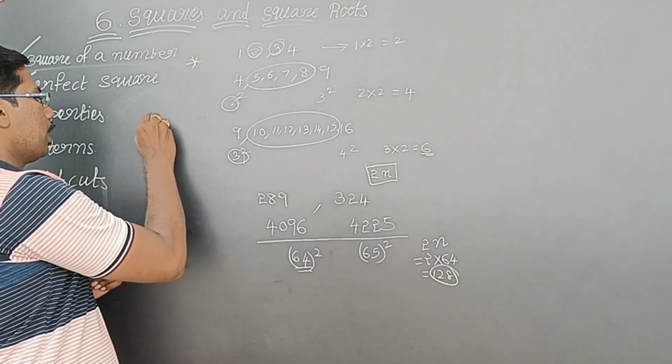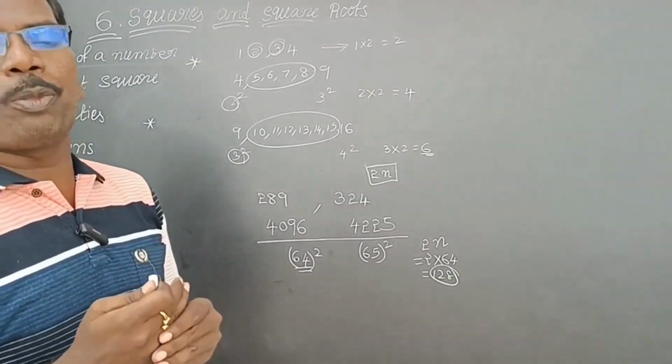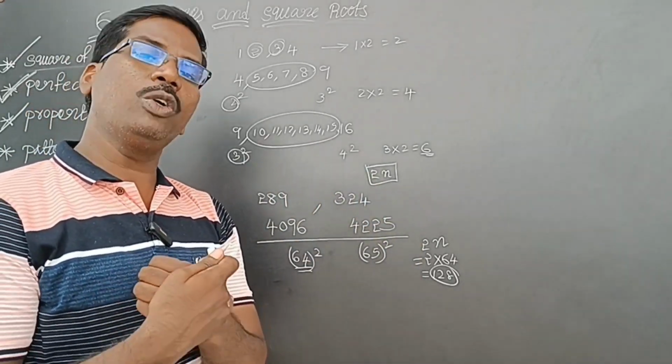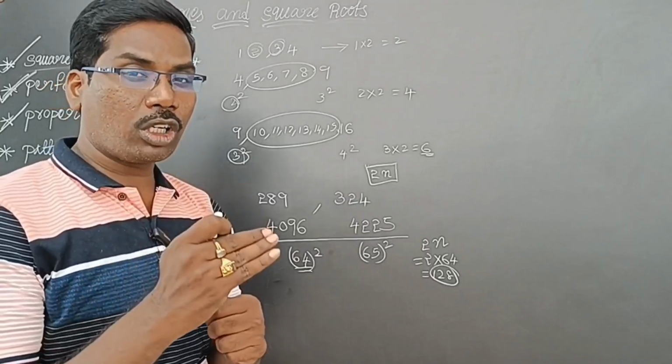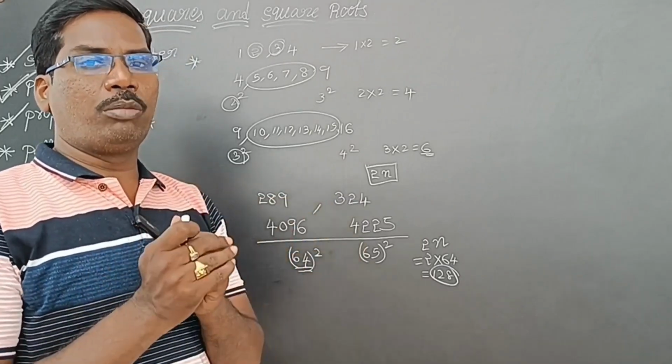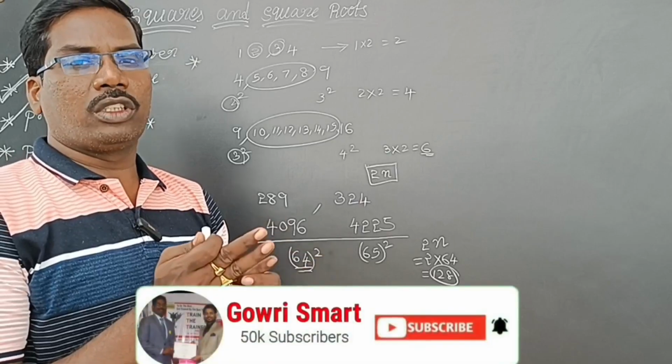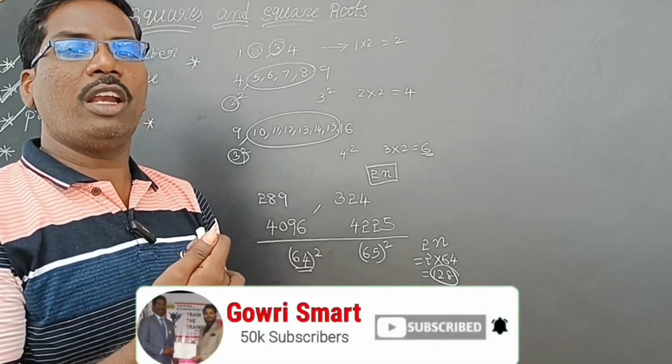This is the most important property. And one more property is there: the product of any two consecutive odd numbers. The product of any two consecutive odd numbers is the square of the middle even number minus 1.